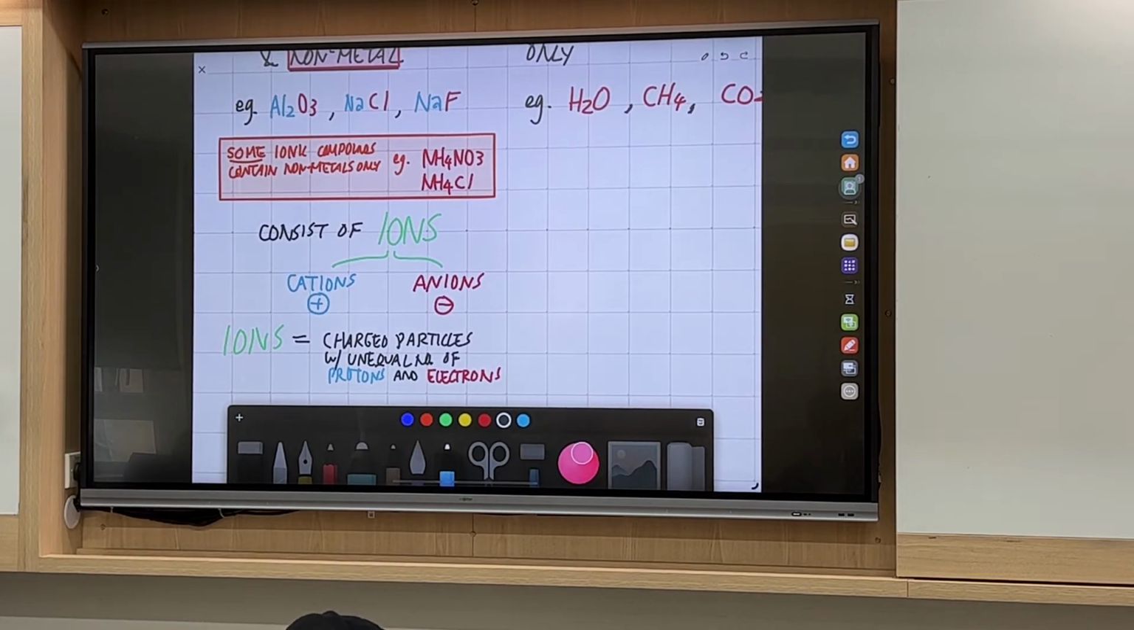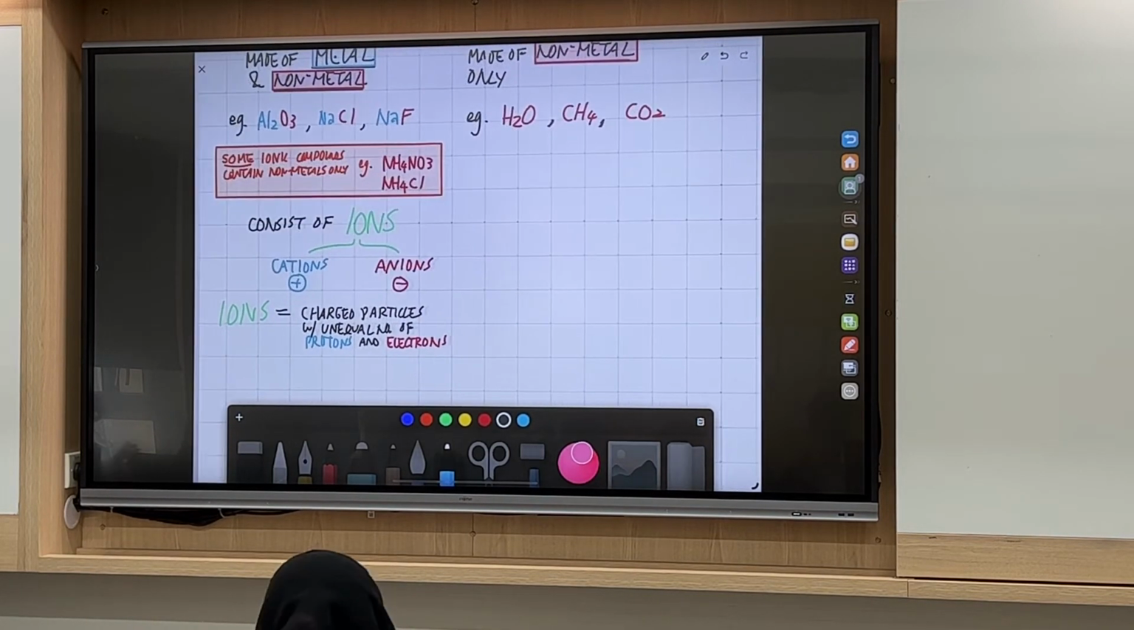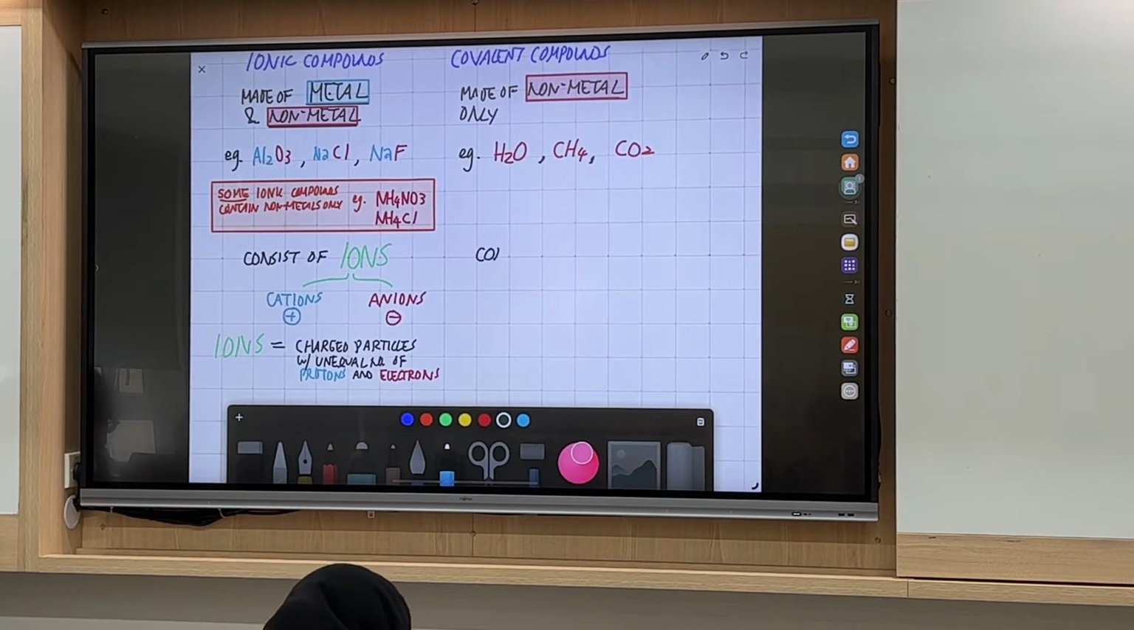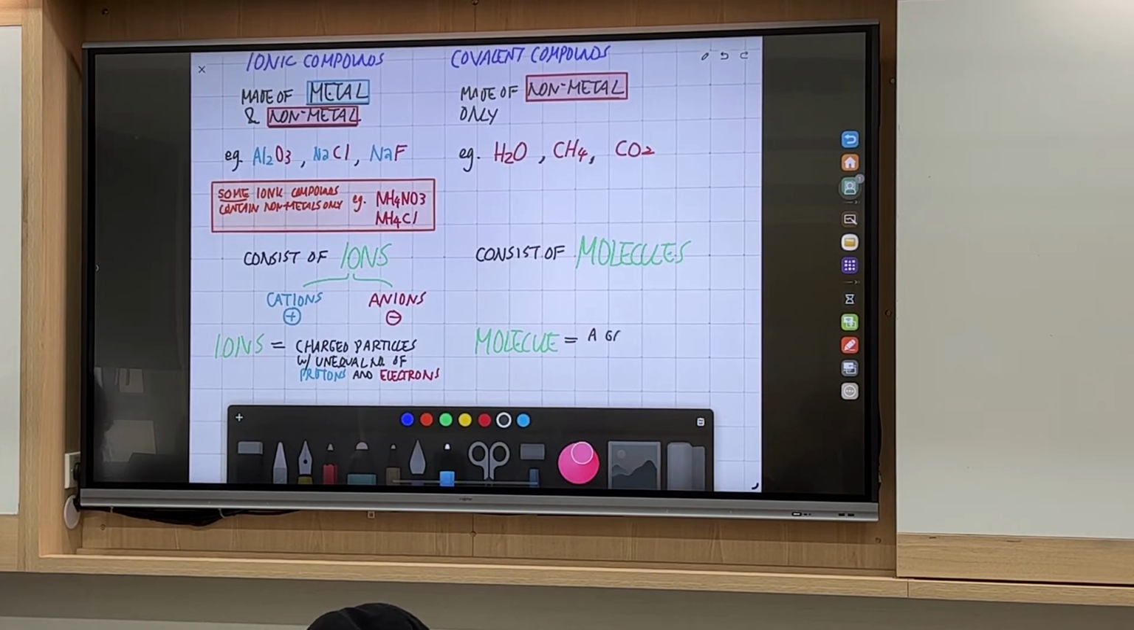What about covalent compound? Okay, what are they made of then? Well, they consist of molecules. So what is a molecule? A molecule is a group of atoms, non-metal atoms, sorry, please add non-metal atoms.